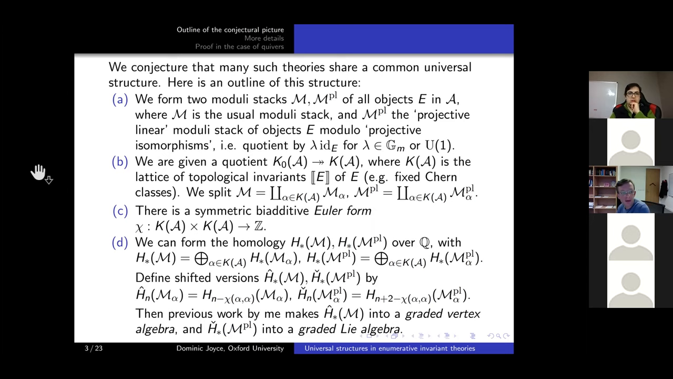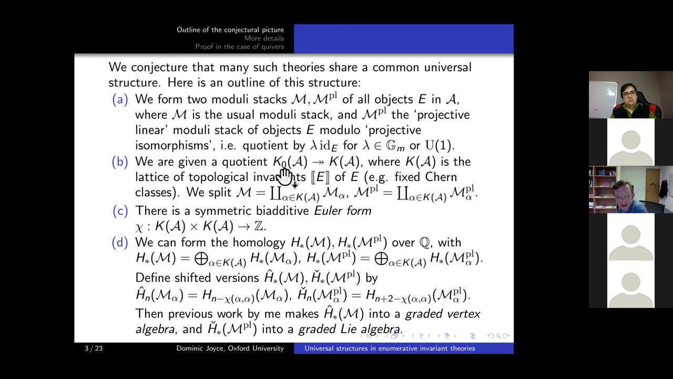So secondly, we're going to take some quotient K of A of K0 of A. This is basically the lattice of topological invariants of our objects, which we're going to use. So for example, this could be the Chern character map from the Grothendieck group of your category into the even cohomology, if we're thinking about coherent sheaves on something. Basically, these are the topological invariants which we're going to fix before we take invariants that live in this category K of A.